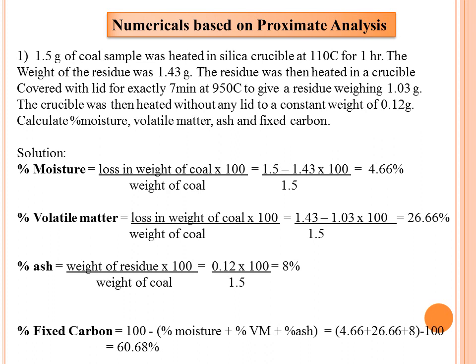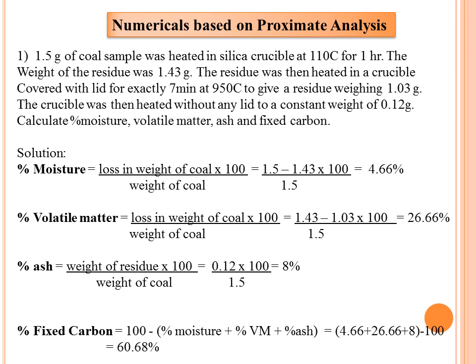Then the next experiment is done, that is percentage of ash. The crucible was then heated without any lid to a constant weight, and the constant weight is 0.12 gram. So the third part, percentage of ash, is equal to weight of residue into 100 divided by weight of coal. Here there is no need to subtract anything. Which weight do we have to take? The last one, which is remaining. So that is 0.12 divided by 1.5 into 100. So the ash percentage will be 8%.